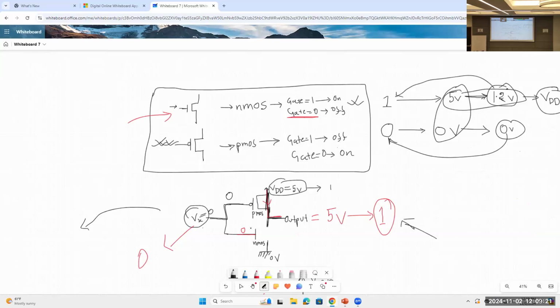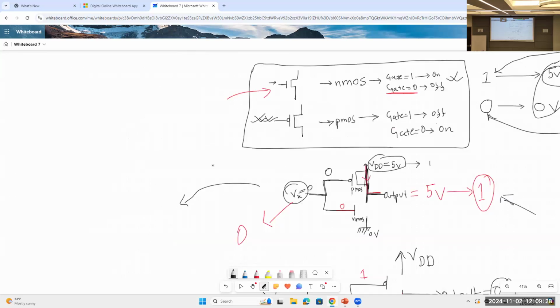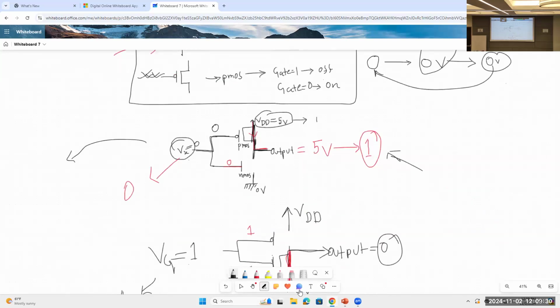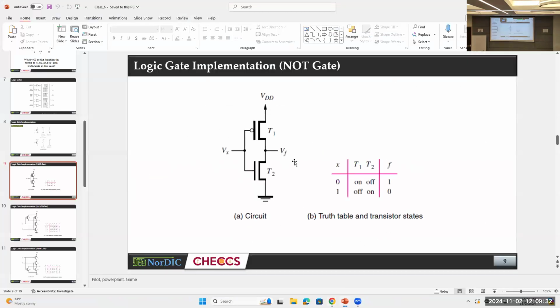So as NMOS and PMOS are complementary, I mean opposite or inverting in operation, in this circuit there is both NMOS and PMOS. So this kind of circuit is called a complementary circuit. I mean CMOS, complementary MOS. So these are called CMOS circuits. Okay, so CMOS circuits are used in the computer.